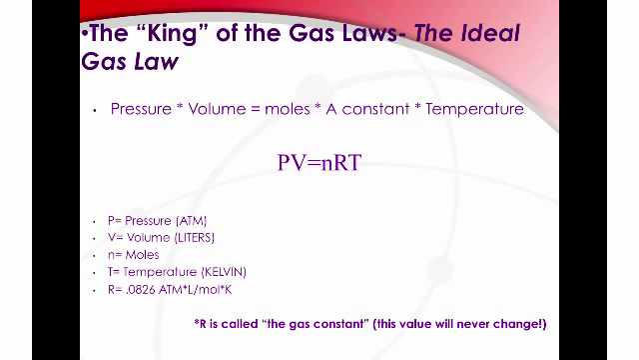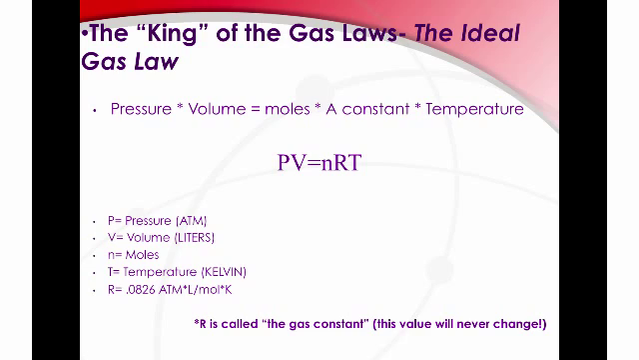The king of gas laws, which is our ideal gas law, is pressure times volume equals moles times a constant times temperature. For short, it can be pronounced as "Puvnert," or PV equals nRT.